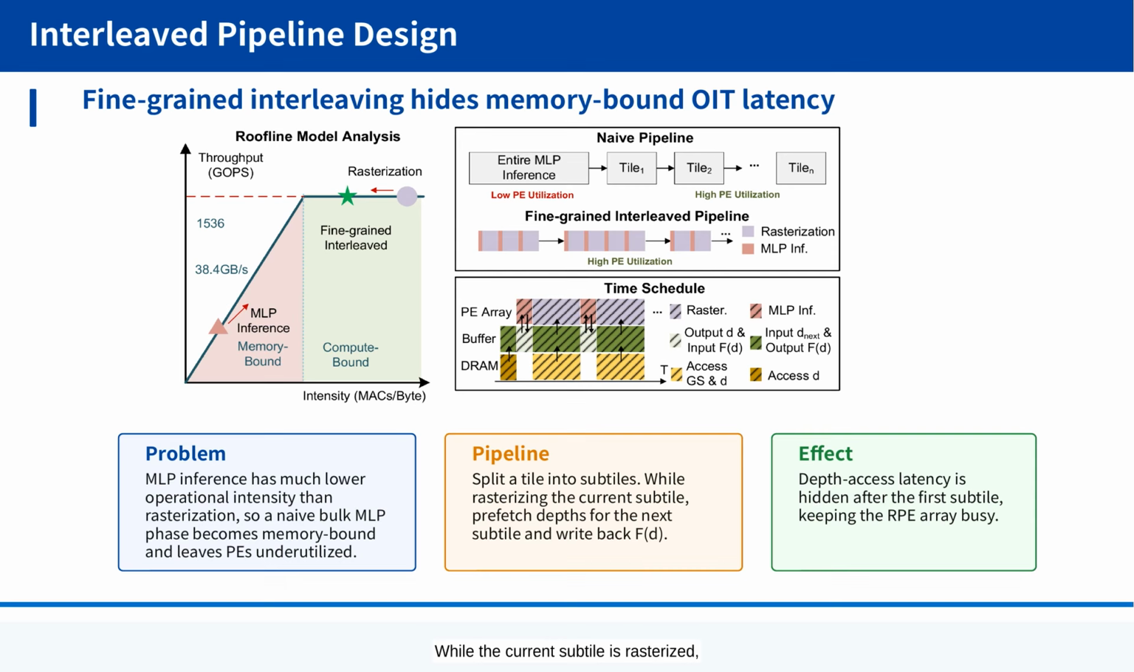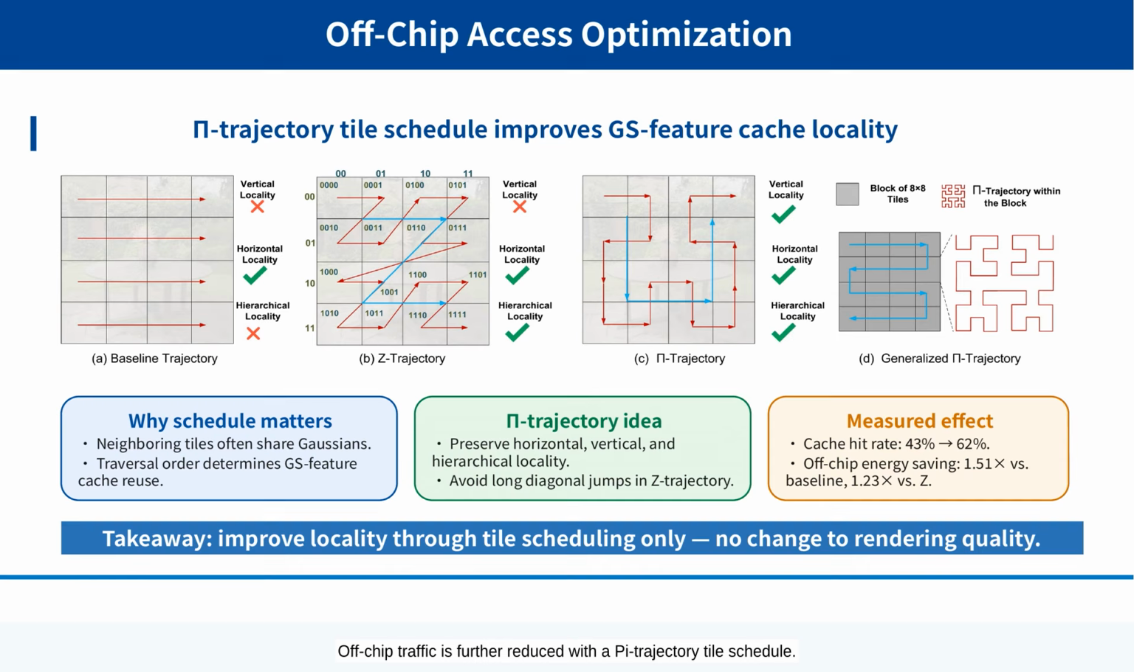While the current subtile is rasterized, the accelerator prefetches depths for the next subtile and writes back the corresponding f of d. After the first subtile, most depth access latency is hidden behind rasterization, keeping the reconfigurable PE array busy. Off-chip traffic is further reduced with a pi-trajectory tile schedule.